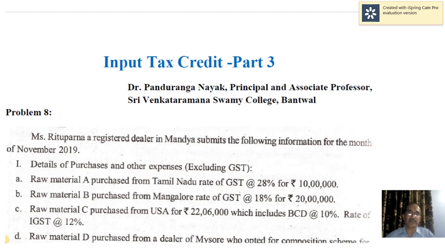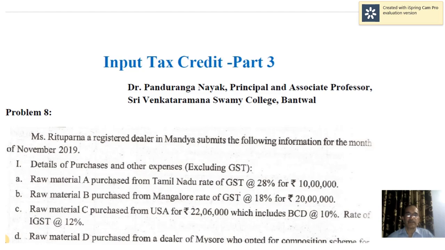Already I told you that input tax credit is one of the important components of GST. Actually, there are three types of GST. Number one, CGST, Central Goods and Services Tax. SGST, State Goods and Services Tax. But wherever there is union territory, in that case, UTGST. And third one is IGST, Integrated Goods and Services Tax.